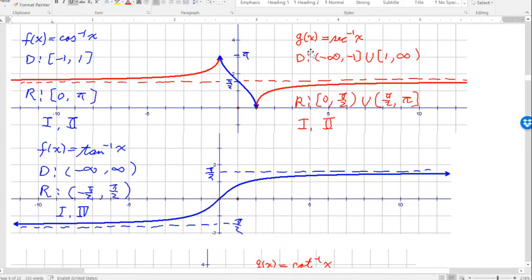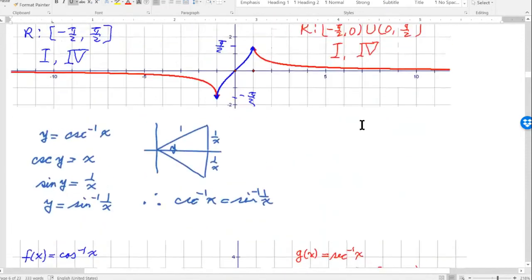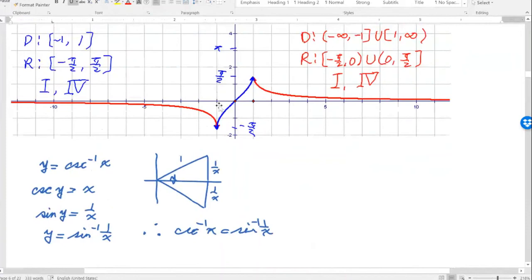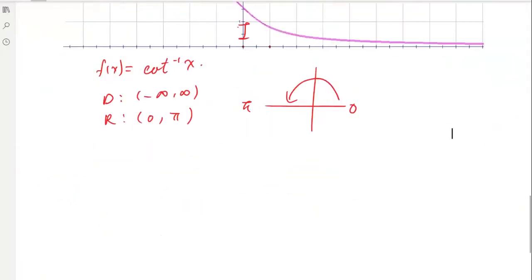So the domain and range that you learned last year, and still quadrant 1, 2. Likewise, inverse sine, you just hang it on top of this. You get it? That clarifies everything. Okay, then a couple of things that we have to talk about is this.